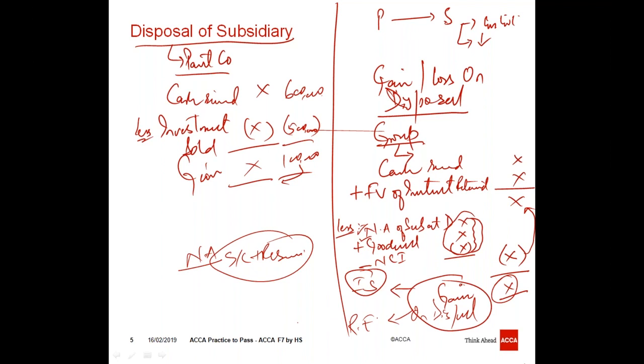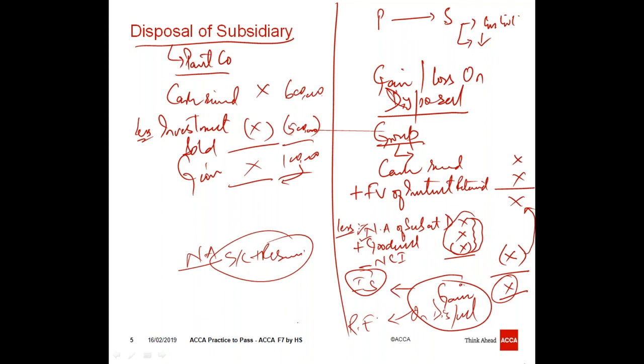So when you are preparing the income statement, we have to add this gain on the disposal in the income statement in the profits before tax. And if you are doing a balance sheet question, it should be added in the retained earnings. Okay. The second question is, can we directly add NCI above?